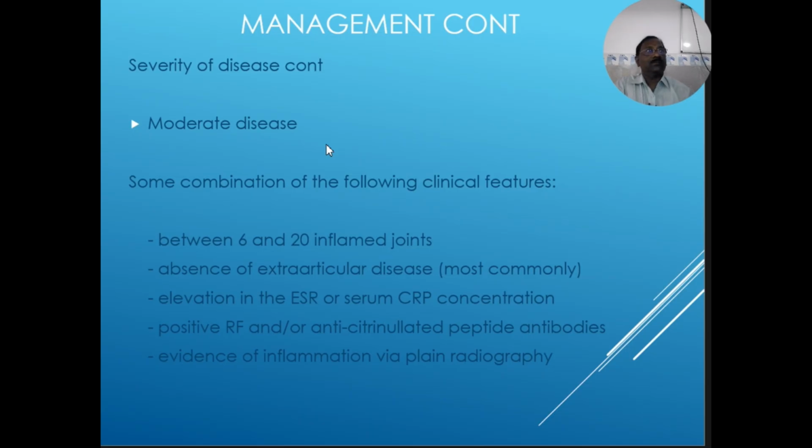So moderate disease, I think anyone can diagnose here. See, between 6 and 20 inflamed joints, most commonly absence of extra-articular disease. Elevations of ESR, CRP may be 80, 90, 100. Positive rheumatoid factor, positive anti-CCP antibodies, and evidence of inflammation on plain X-rays. So even the X-ray will show bony erosions. The X-ray report is mostly inflammatory arthritis. So then anyone can diagnose. Again, the treatment is DMARDs, steroids, biologicals, etc.